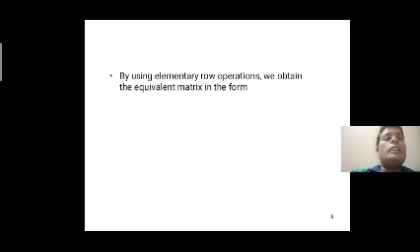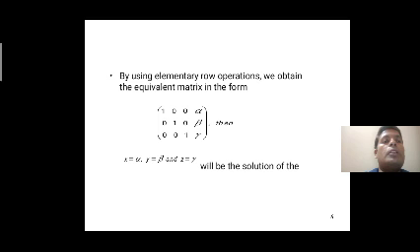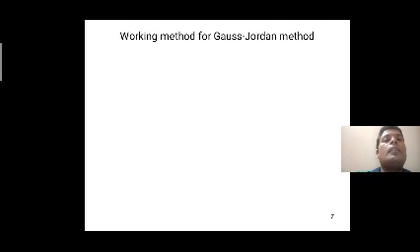By using elementary row operations, we obtain the equivalent matrix in the form 1 0 0 alpha, 0 1 0 beta and 0 0 1 gamma. Then x = alpha, y = beta and z = gamma. You observe here, alpha, beta, gamma will be the solution of the given system of equations.